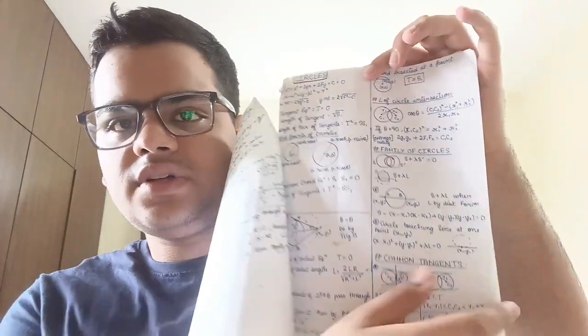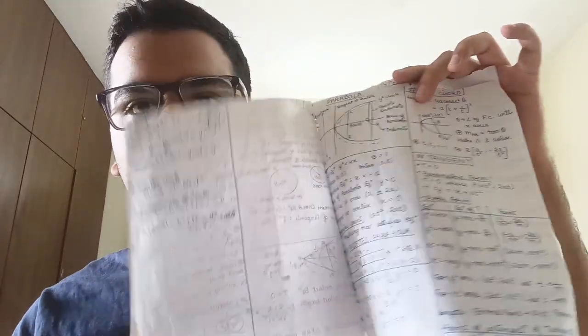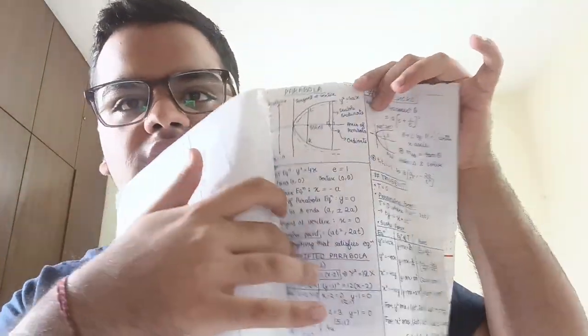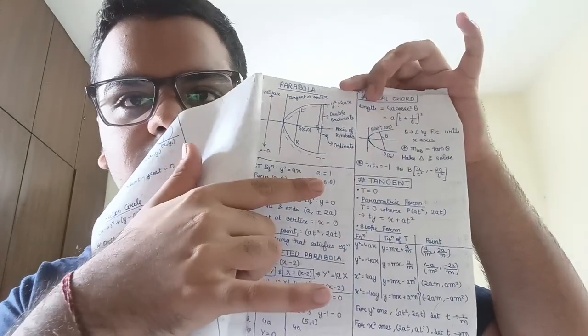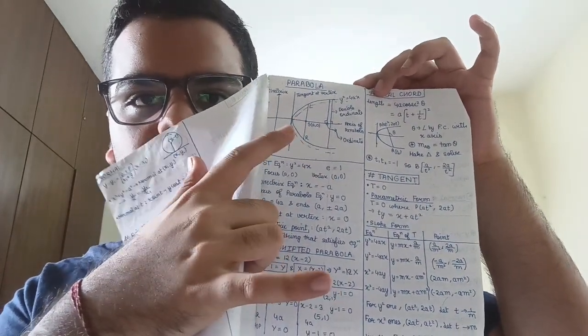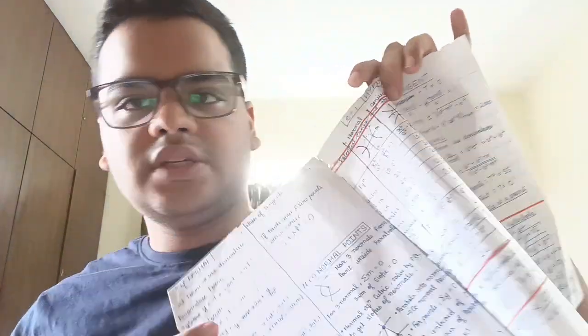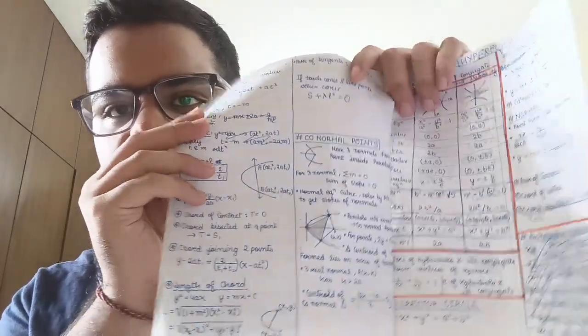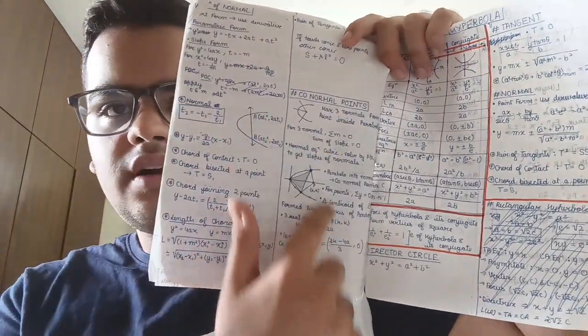Here is my stuff for circles. Circles continue till here. In one page I have made this. Parabola is two pages long since it was a very big chapter. It had lots of types of questions. Here are some of those important new types of questions.